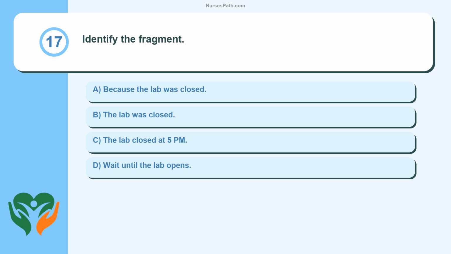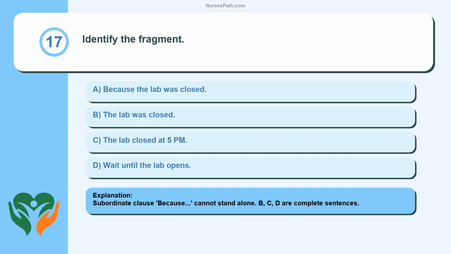Question 17. Identify the fragment. Because the lab was closed. The lab was closed. The lab closed at 5 p.m. Wait until the lab opens. Because begins a subordinate clause and cannot stand alone. B, C, D are complete sentences.